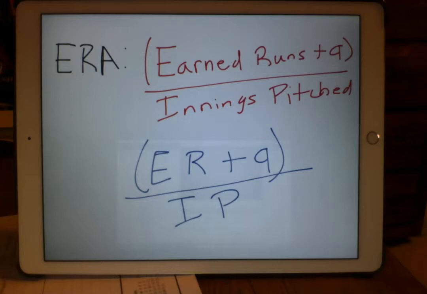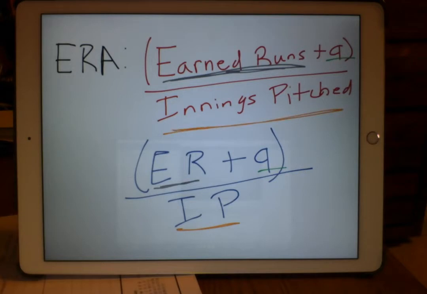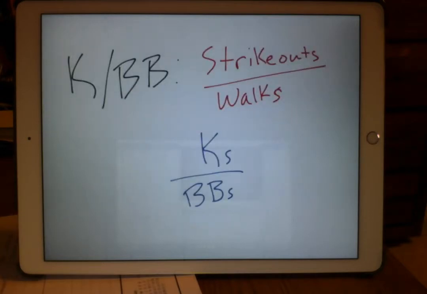And then again in the blue, you can see ER is earned runs. 9 stays the same. And IP stands for innings pitched. Alright, and then lastly, we'll move on to K divided by BB. So we got strikeouts divided by walks, denoted Ks divided by BBs. This is a ratio to look at how successful pitchers are at throwing strikeouts compared to walking batters. And that is it for baseball.